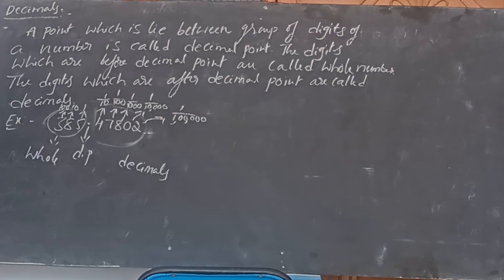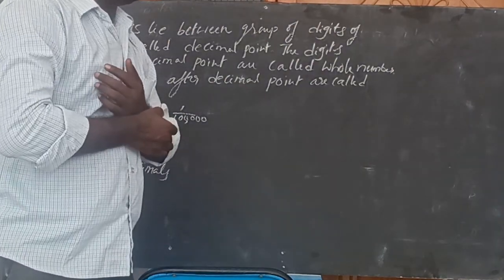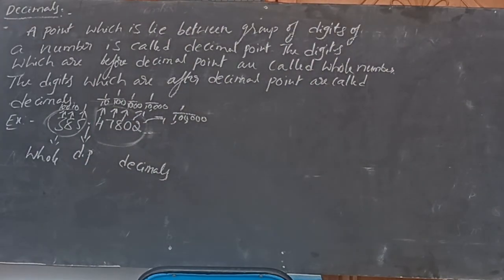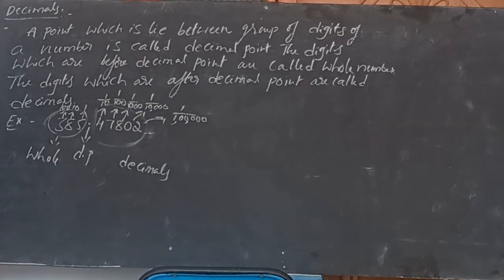Here decimals are divided into two types: terminating decimals and non-terminating decimals.